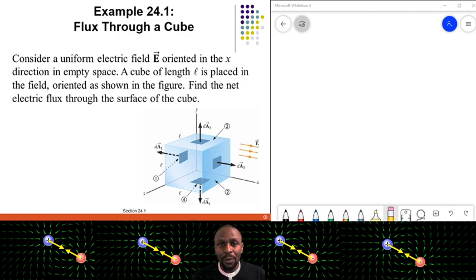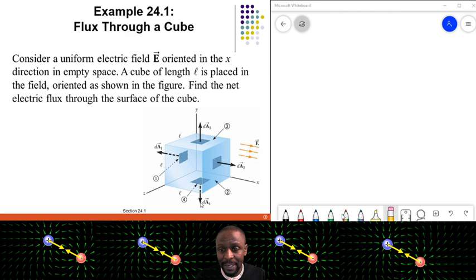Now example 24.1, flux through a cube. Now consider a uniform electric field E orientated in the x direction in an empty space. A cube of length L is placed in the field, oriented as shown in the figure. Find the net flux through the surface of the cube. Now, there are 6 surfaces of this cube, but what I want to show you is the fact that the surface number 3, for example, and the vector A3 and the electric field, they are perpendicular to each other. As a result, the flux there is just going to be 0.